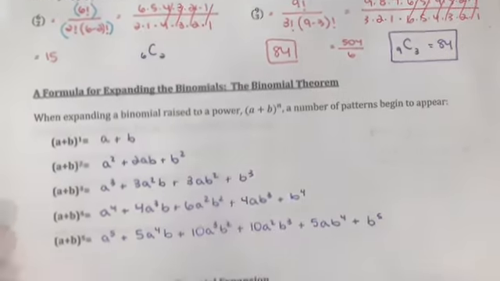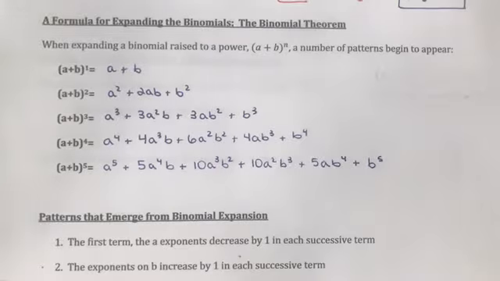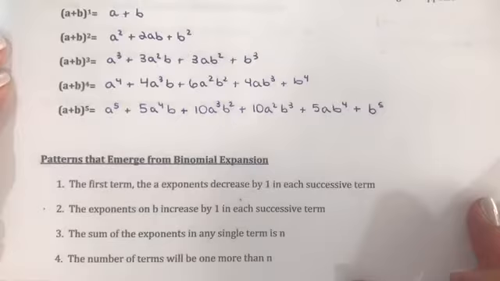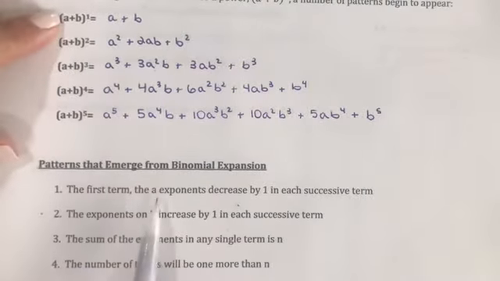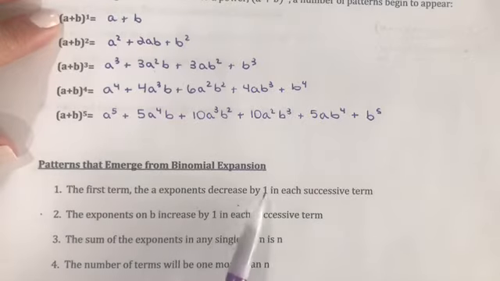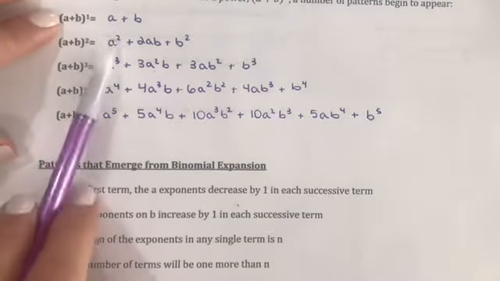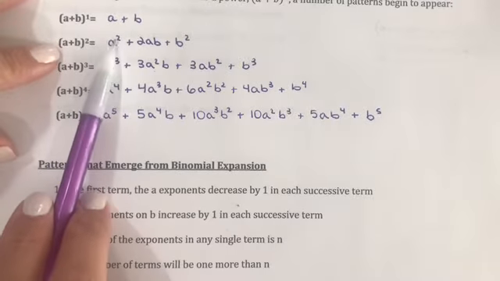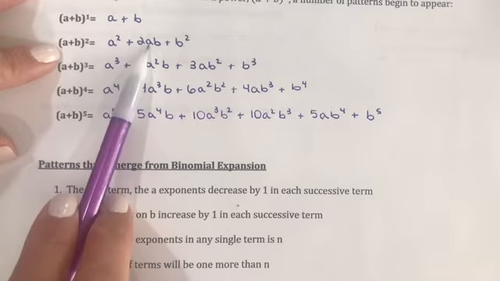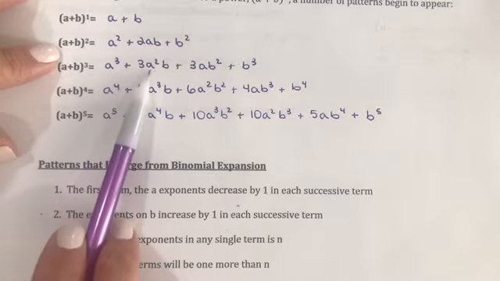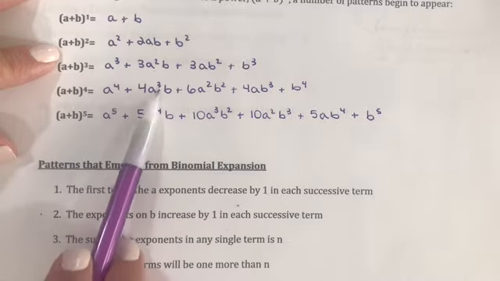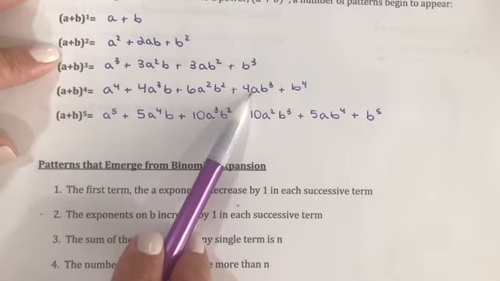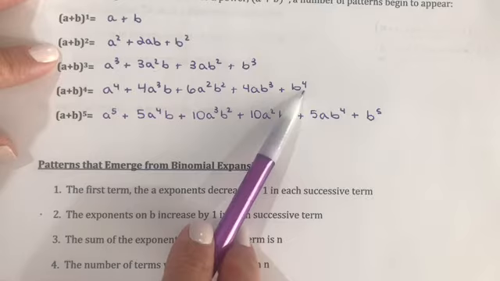Okay, so these are the first 5 binomials expanded out. And so we're going to look at some of those patterns here, okay? So the first term, notice we've got an a here. The a exponents decrease by 1 in each successive term, okay? So for example, I've got a squared, I've got a to the first, okay? Here I've got a cubed, a squared, a to the first. a to the fourth, a to the third, a squared, a to the first, okay? Really, that last term is a to the 0.